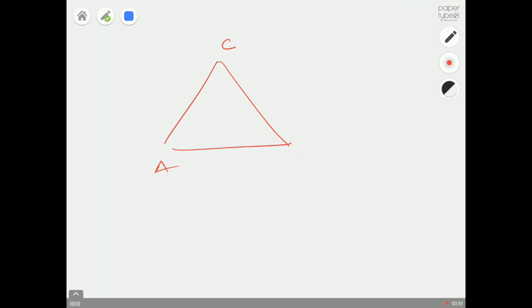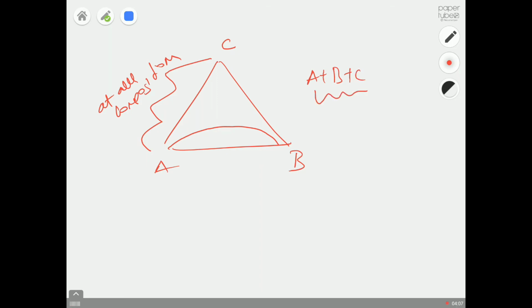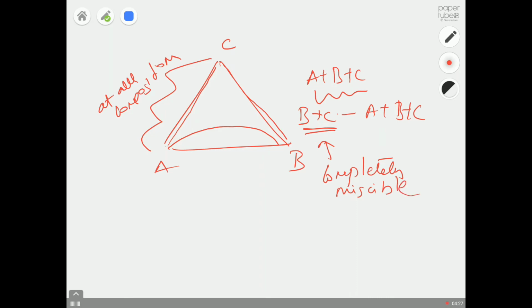Let me go to the next page. C, A, B. So A and C are completely miscible at all compositions. Irrespective of the composition, whatever the composition of A plus B plus C, A and C are completely miscible. And then here, irrespective of the composition of A plus B plus C, B plus C is completely miscible. I will draw some more diagrams that will give you some idea.